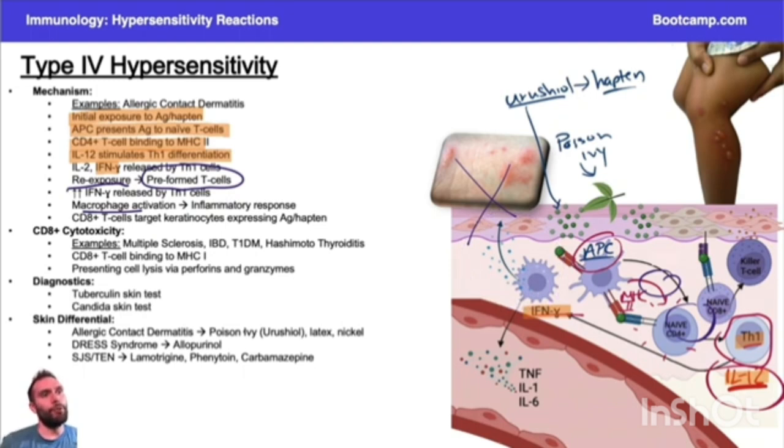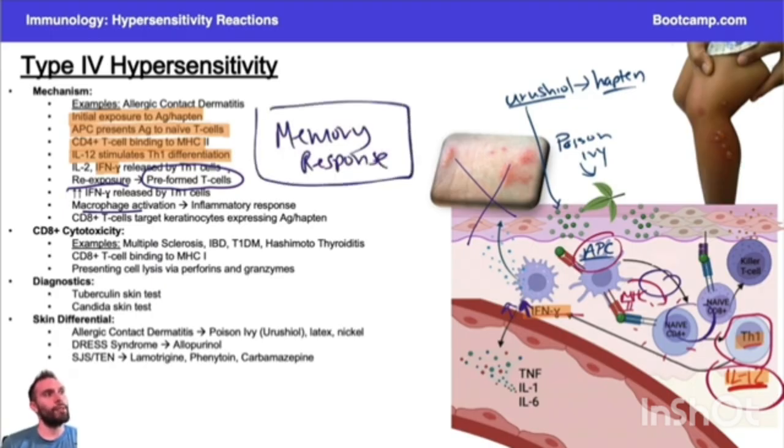I'm going to have more interferon gamma release because I have more preformed T cells, because I generated a memory response, right? That's the key. So subsequent exposures will be worse. It's kind of like what we talked about with the type 1 hypersensitivity, different pathway though, right? And so again, we'll generate an inflammatory response.